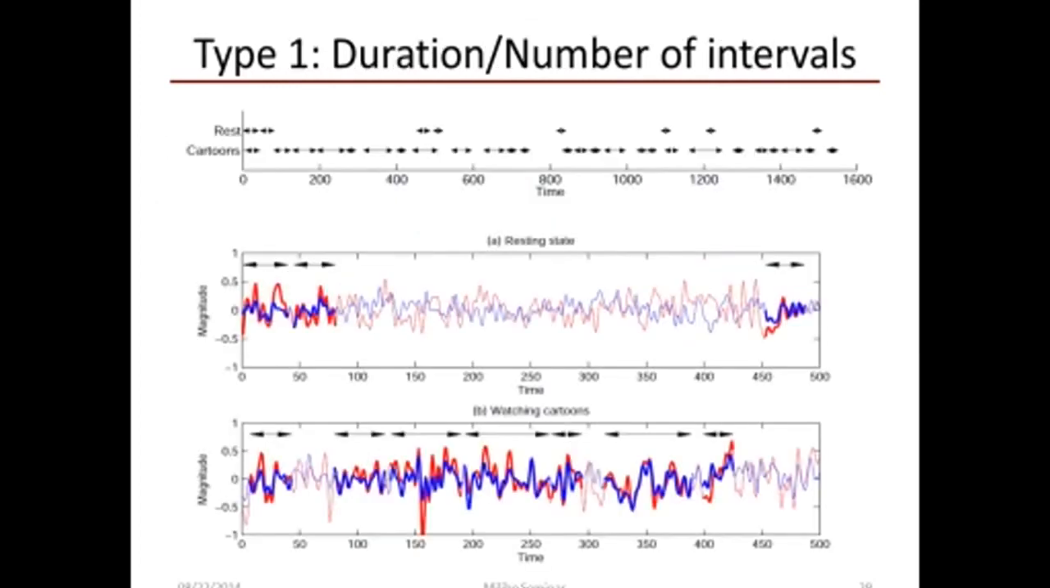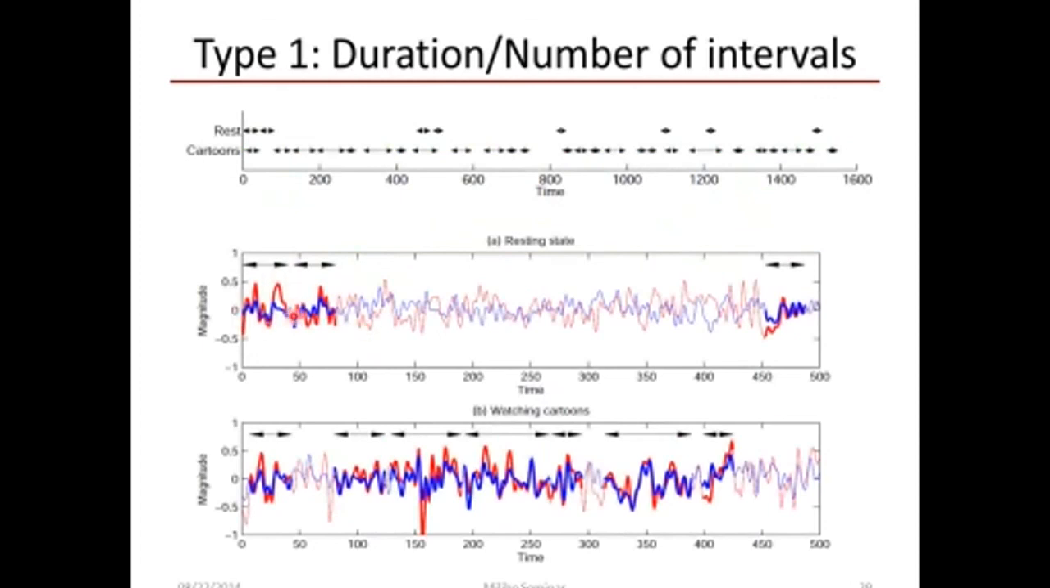Here, I am showing you the intervals for a pair of regions when the subject is resting and when the subject is shown cartoons. You can see that when the subject is watching cartoons, there are many more intervals where the pair of regions are highly correlated. The double-sided arrows show the time intervals where the time series are highly correlated, and in the case of rest, they are very sparse. And here I am showing you the real time series to show how these changes happen.